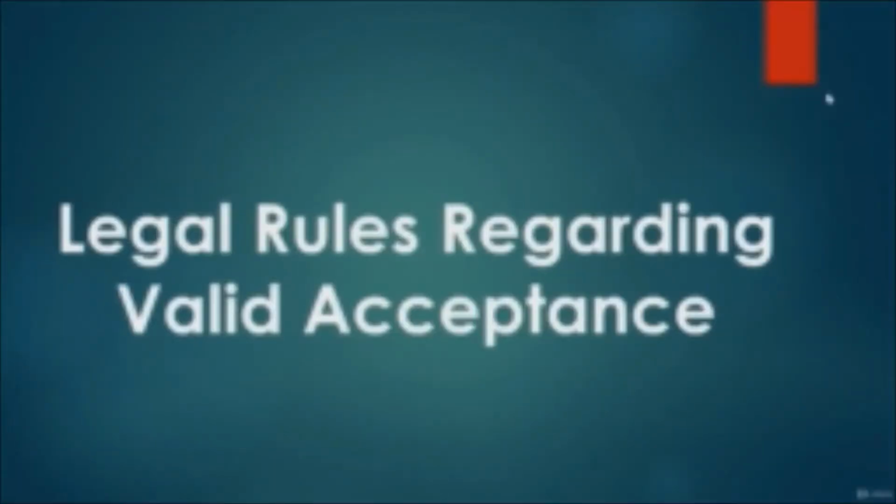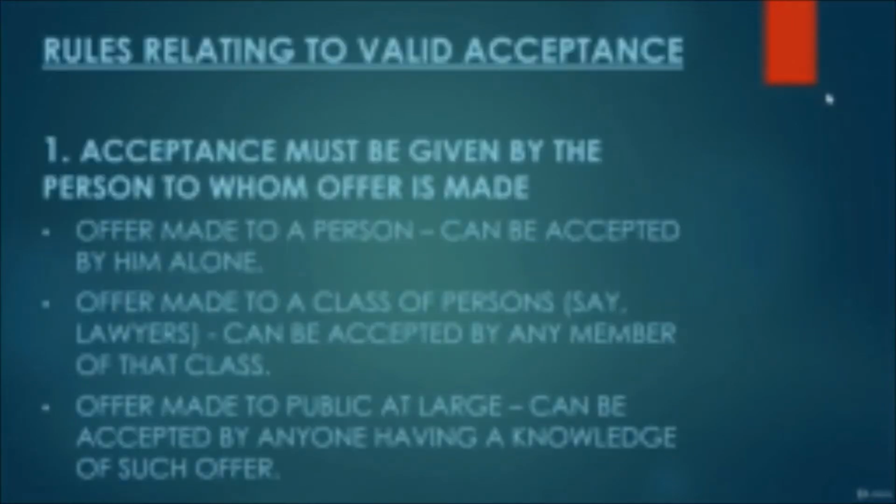Now some rules relating to valid acceptance. So the first rule is that acceptance of an offer must be given by the person to whom it is made. Now this is quite self-explanatory. Imagine someone asks you if you will buy a mobile for 5000 rupees and your friend sitting with you says yes, he will buy. Does it make sense? The decision to accept or reject the offer lies with the offeree only. Only you can decide whether you want to buy that mobile for 5000 rupees or not. No one else on your behalf can accept the offer.